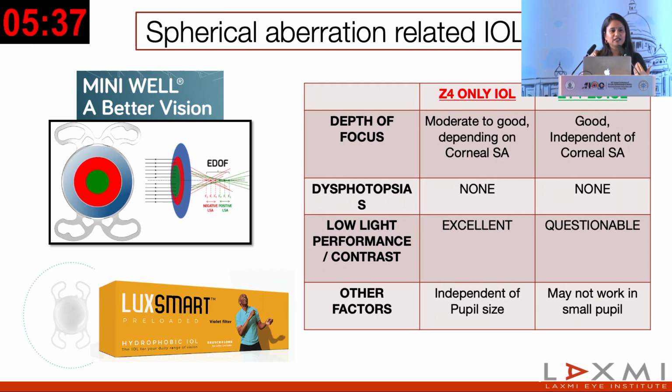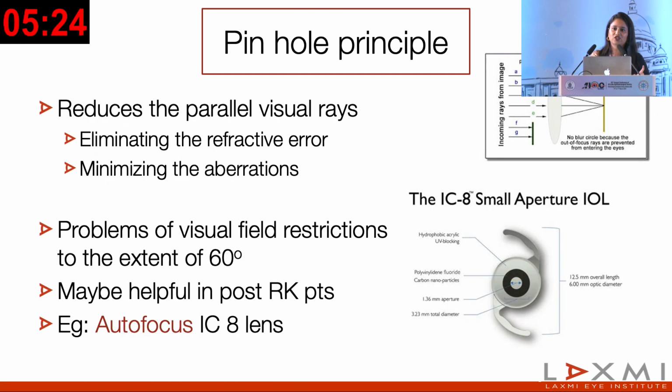Now although the depth of focus in all these lenses is larger, we found that using these higher order aberrations gives you a little loss in contrast, and in case of a smaller pupil it may really not work well. So a good selection is required.